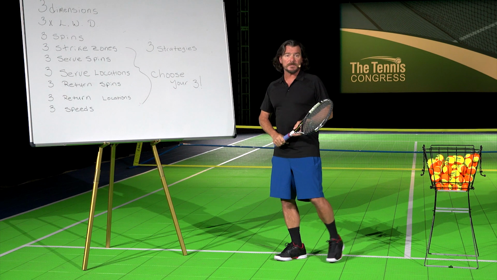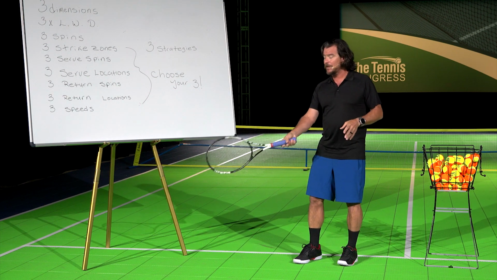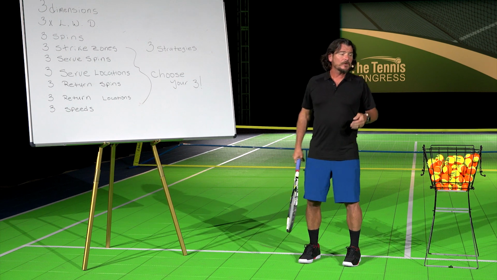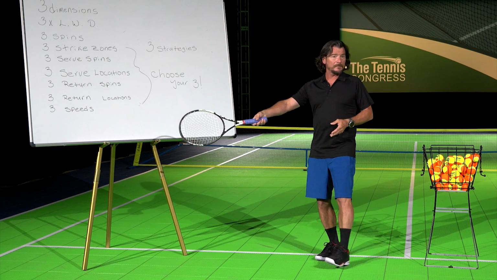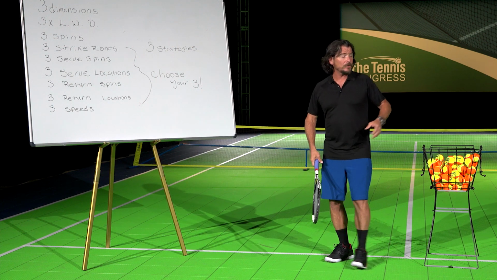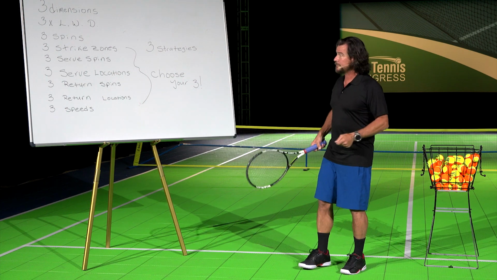There are 3 return spins you can hit. You can go return top, you can go return flat, and you can go return cut. 3 locations: wide, middle third, or ahead. You can jam them in the center. You can go ahead of the hitter. You can go behind the hitter. But there's still just 3 options for you to choose from.